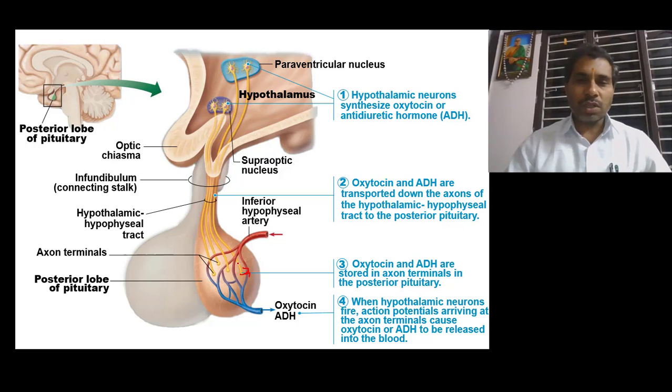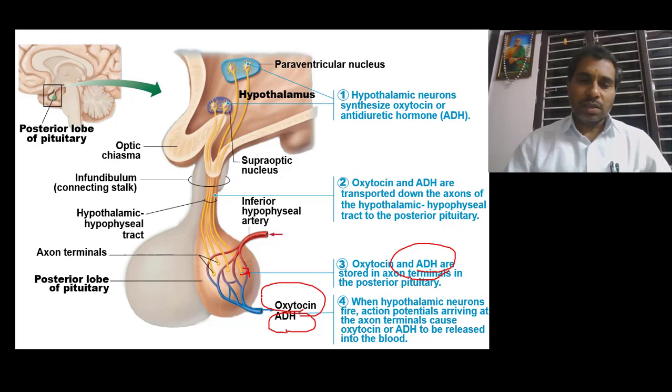So what hormones are secreted from the posterior pituitary? These hormones are ADH, that is antidiuretic hormone, and the other hormone is oxytocin. So these are oxytocin and ADH, the two hormones secreted from the posterior pituitary.